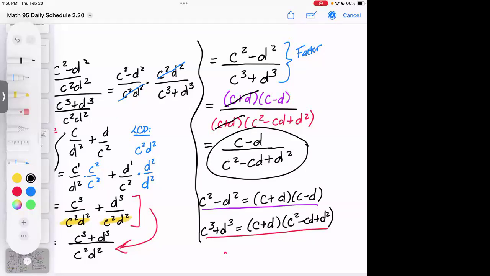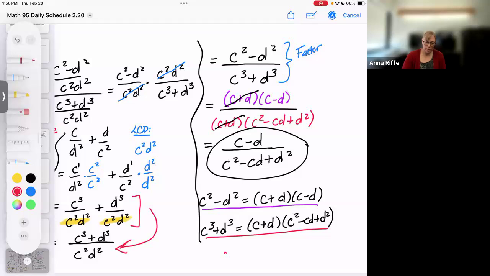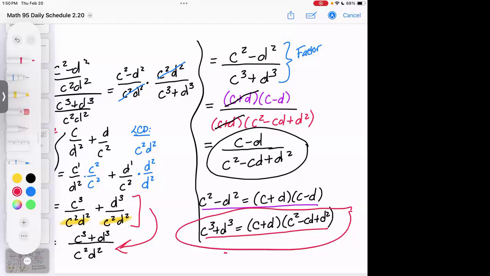Okay. The bottom part, where did you factor out the bottom part? That is right here. That's the difference of two cubes. The red. Okay. So yeah, with my tablet, it's always in the way and I can't see it.